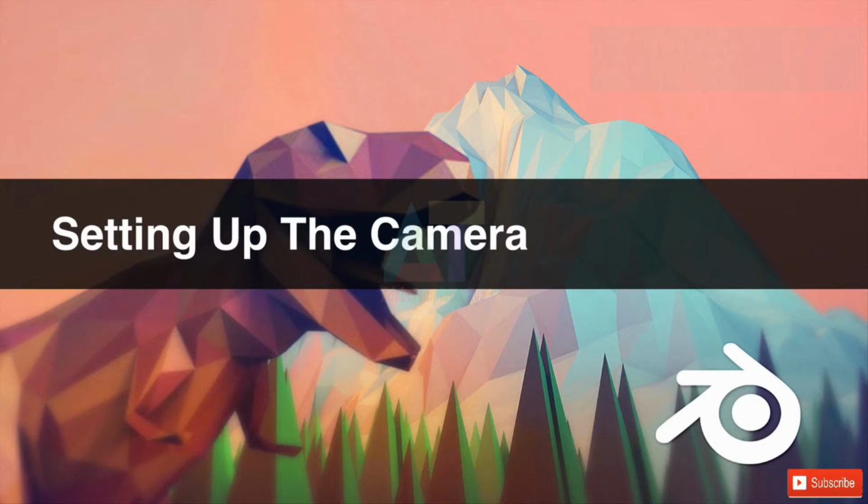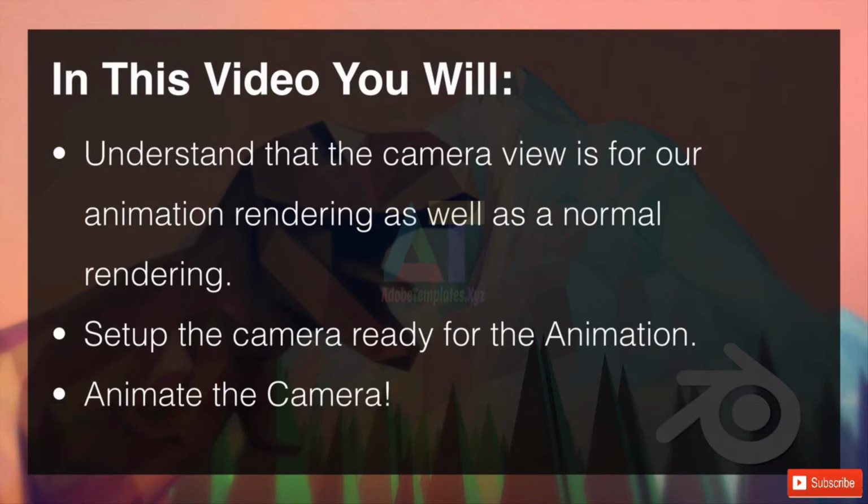to setting up the camera. In this video you will understand that the camera view is for our animation rendering as well as our normal rendering that we do. We're going to set up the camera, ready for the animation, and also animate the camera. So let's hop straight on over into Blender.